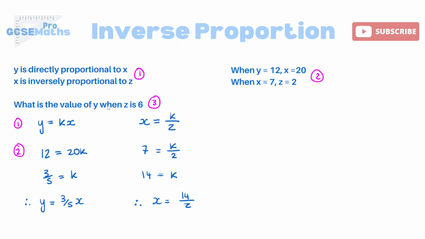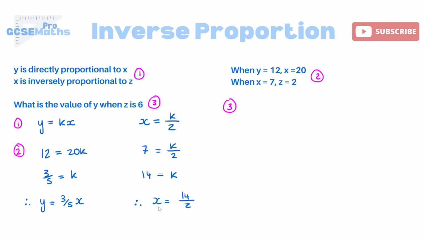What is the value of Y when Z is 6? Now this is how the 2 relationships, the 2 equations link. What is the value of Y, which is in this equation, when Z is 6, which is in this equation? Do you see how Y and Z are not in the same equation, which is why we need both? The link between the 2 equations is that they both have X. So what I'm going to do is substitute in 6 to the Z, because that's the only place I can put it, isn't it?